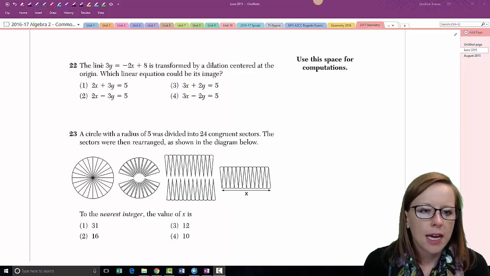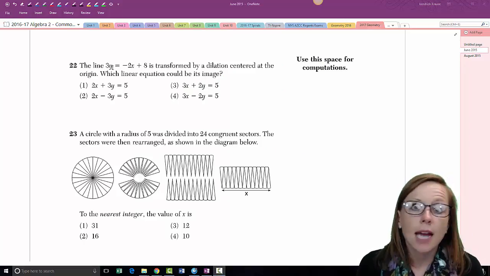Oh my word. Okay, so we have a line 3y. It's not in y equals mx plus b form.